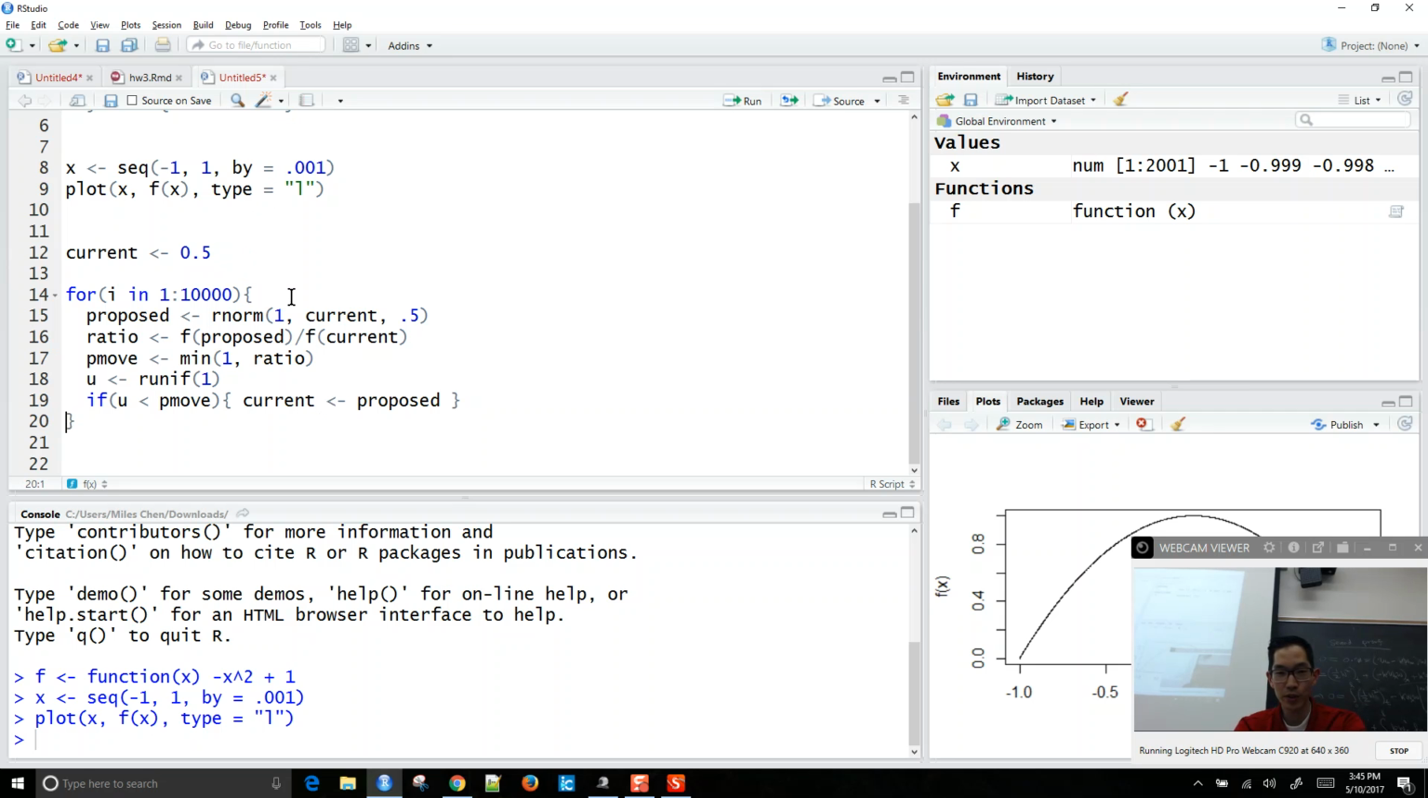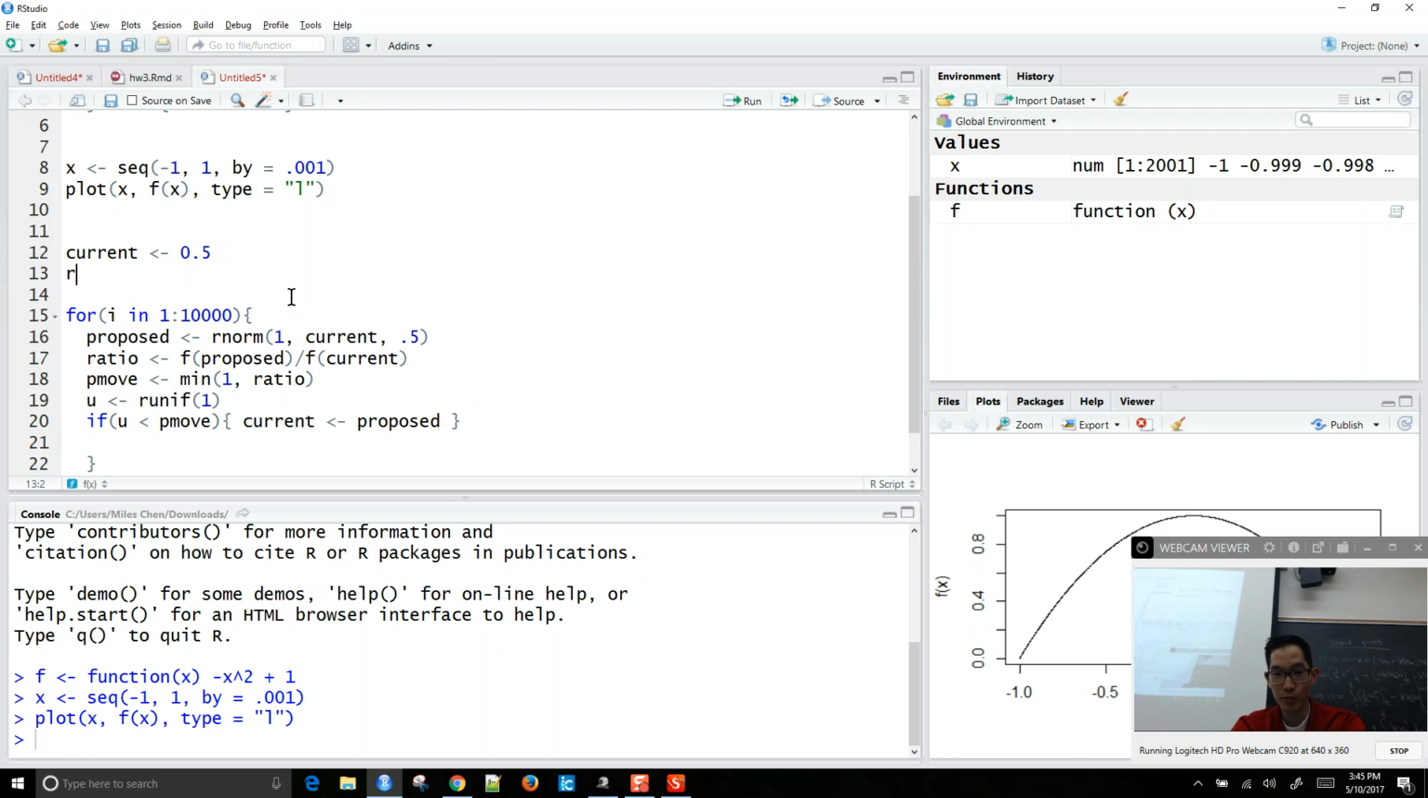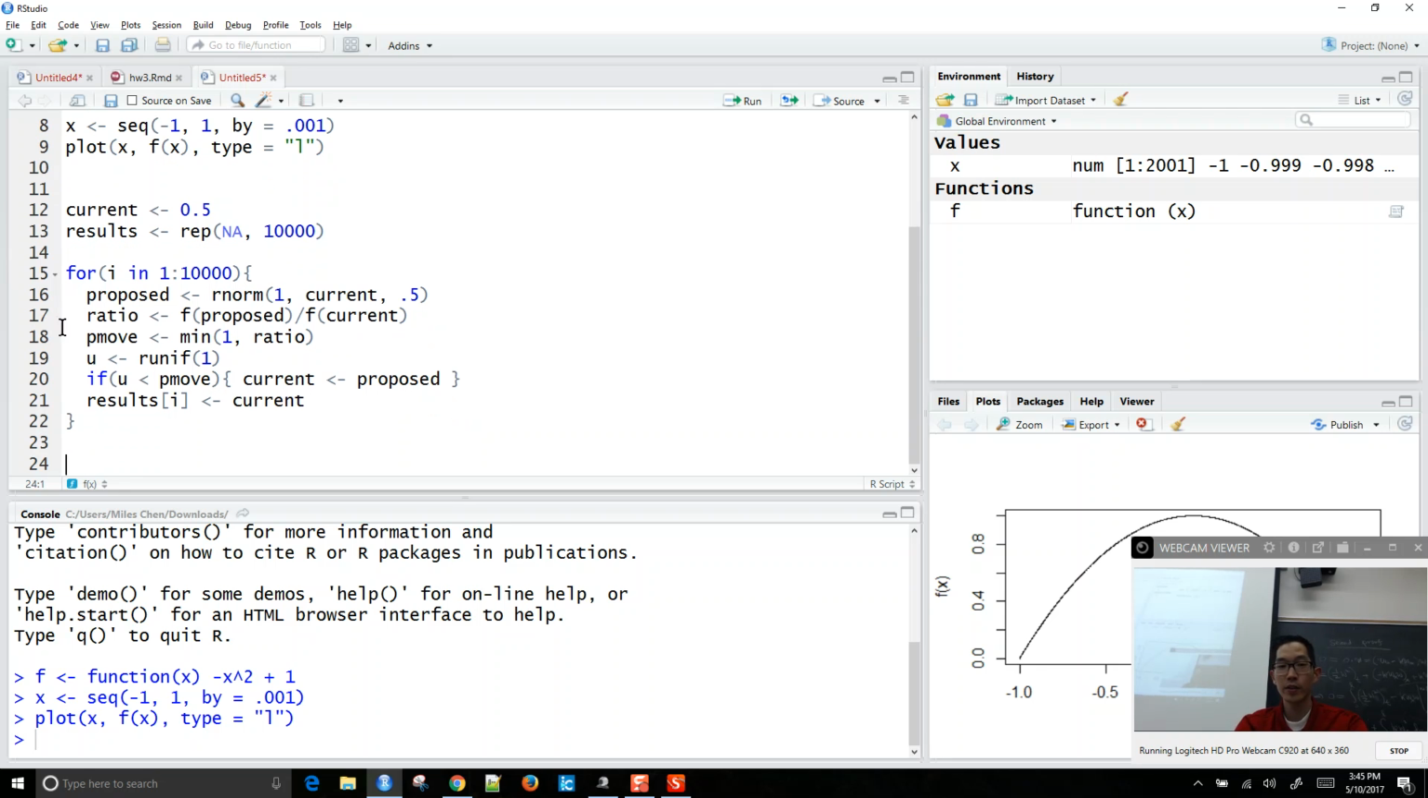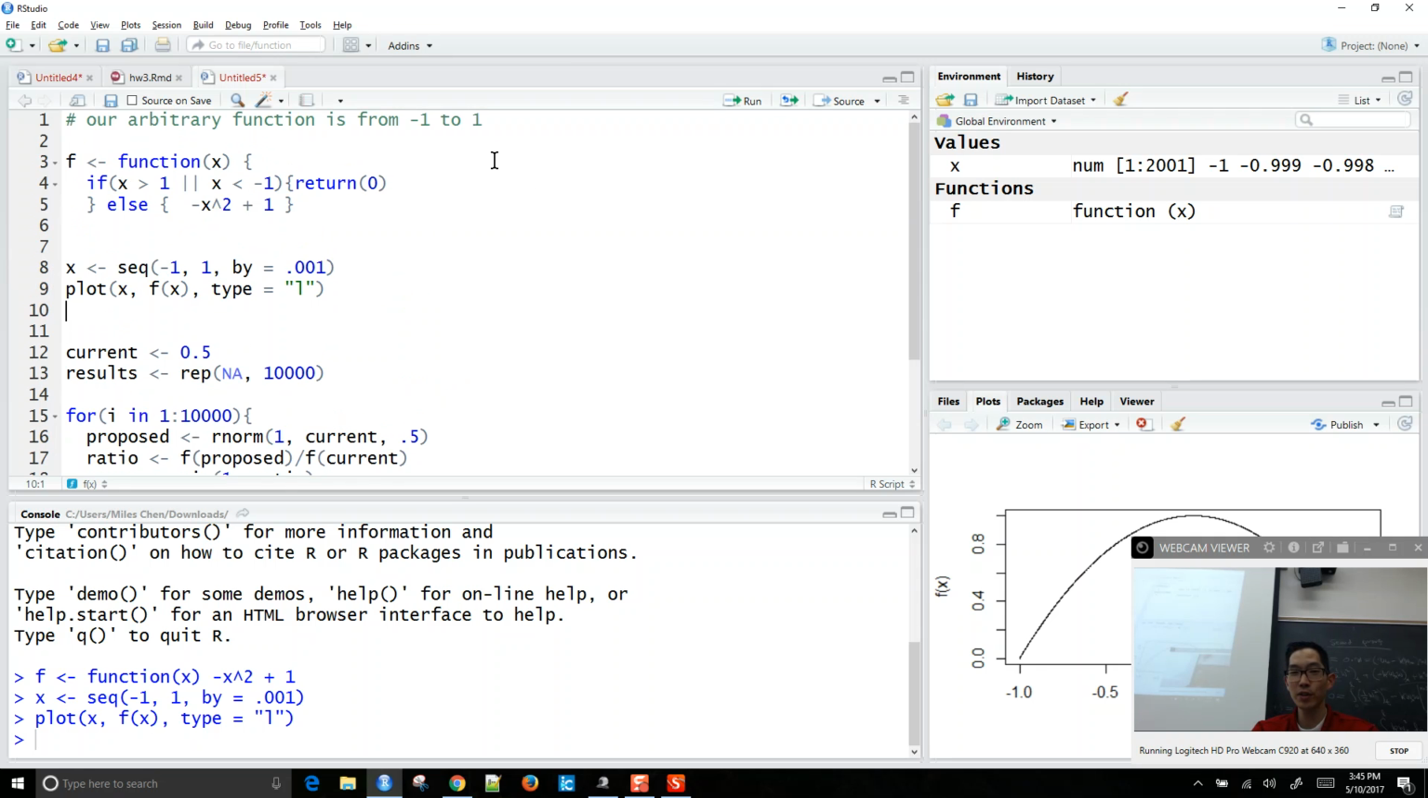Okay, and so now I just need to actually store the values. And so what I should do is we'll keep track of results, which will be an empty vector, so I'll just repeat NA 10,000 times. And then at the end of every iteration, I'll store my results and I'll put the current value in there, right? So if we don't move, then the current value goes in there anyway. And if we do move, the proposed value becomes the current value. And then the loop runs. All right, are we all satisfied with this? Okay, let's try this out.